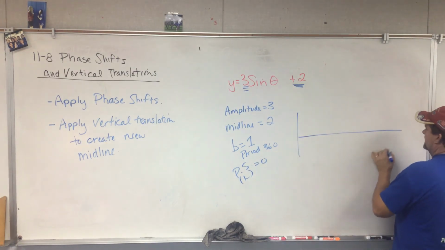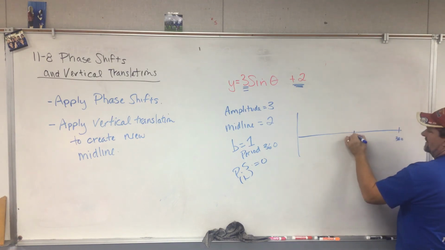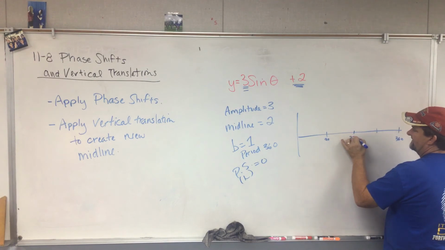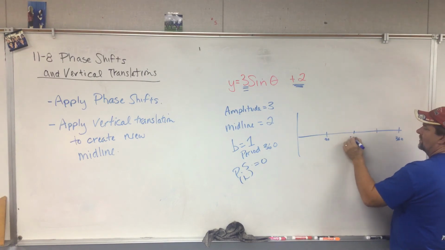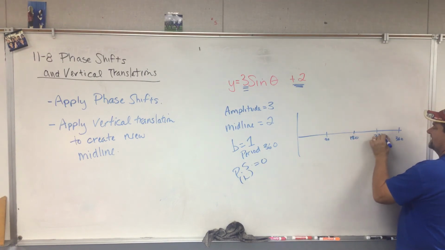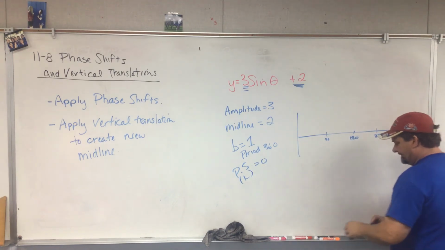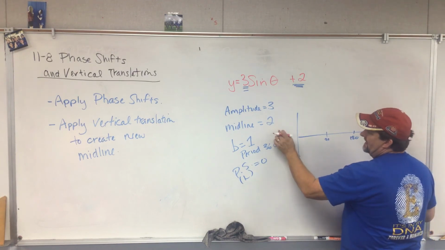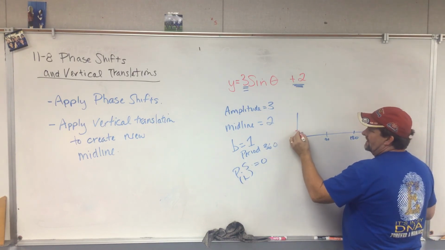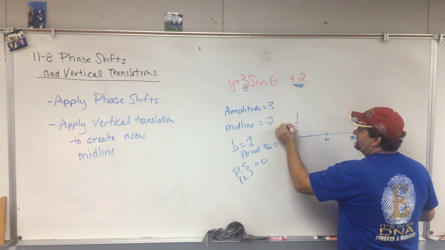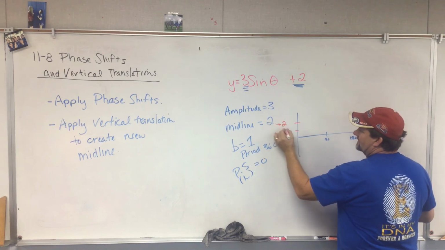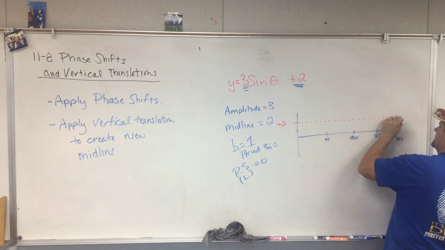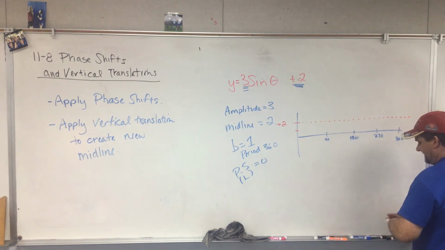So let's draw my line here. Period still 360. 360, 180, 90, 270. 90, 270, oops, 180, 270. All right, so now my phase shift, I'll do it in red. I'm sorry, yeah, my vertical translation, it goes up to 2. Now my midline's at 2, right here. So I have this midline that goes across like this. That's the middle of my graph.